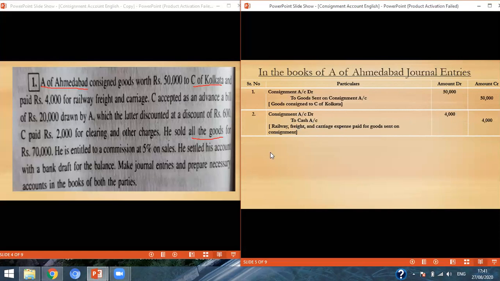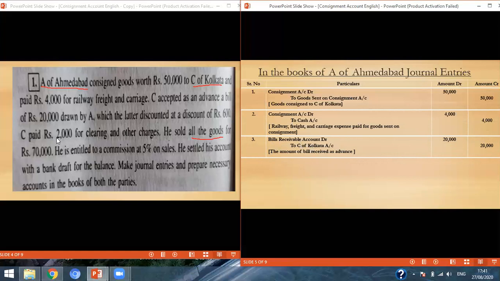Then C accepted as an advance a bill of rupees 20,000 drawn by A. So C has given the bill payable and it is bills receivable for A. So we'll do the general entry like this: bills receivable account debit to C of Kolkata account. Amount will be 20,000. In narration, we have to write the amount of bill received as advance.